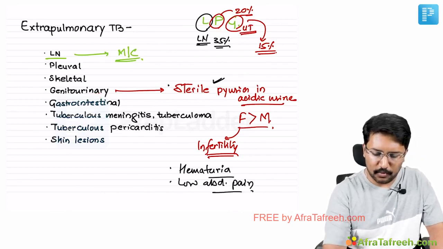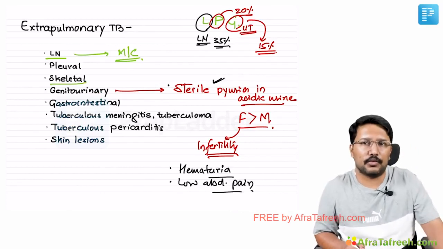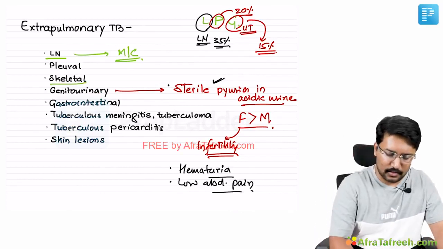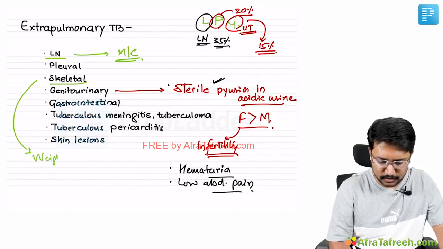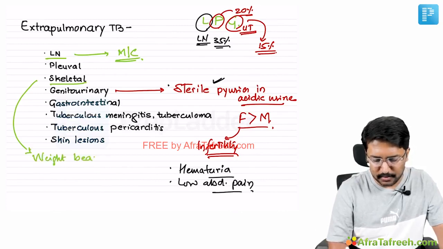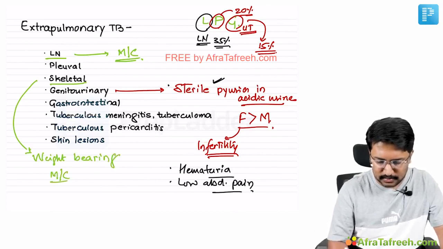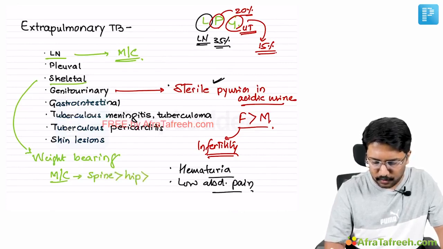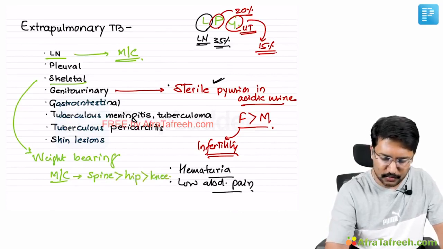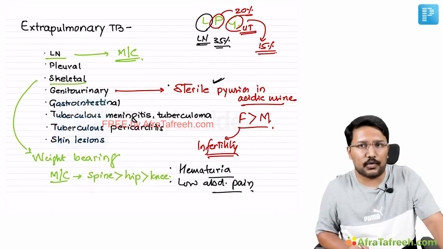Now talking about skeletal tuberculosis. The usual involved sites are weight bearing joints. Most commonly affected skeletal structure is the spine, followed by your hip joint, followed by your knee joint. So this is also one more important MCQ point. Spine is the most commonly affected joint.